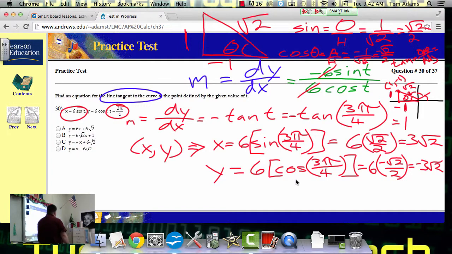Now that's the point. So you just plug it in: 3 root 2, comma, negative 3 root 2. Wait, I thought it was 3. No, because instead of it being 1/2, the opposite over hypotenuse, it's 1 over the square root of 2.